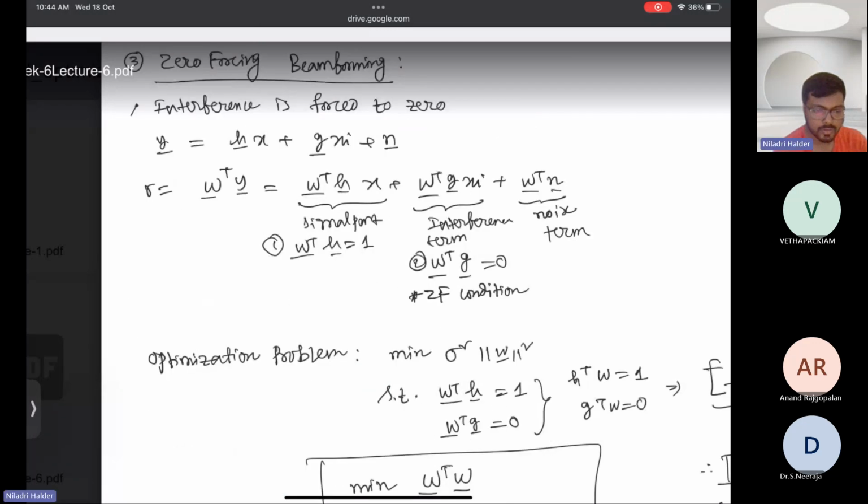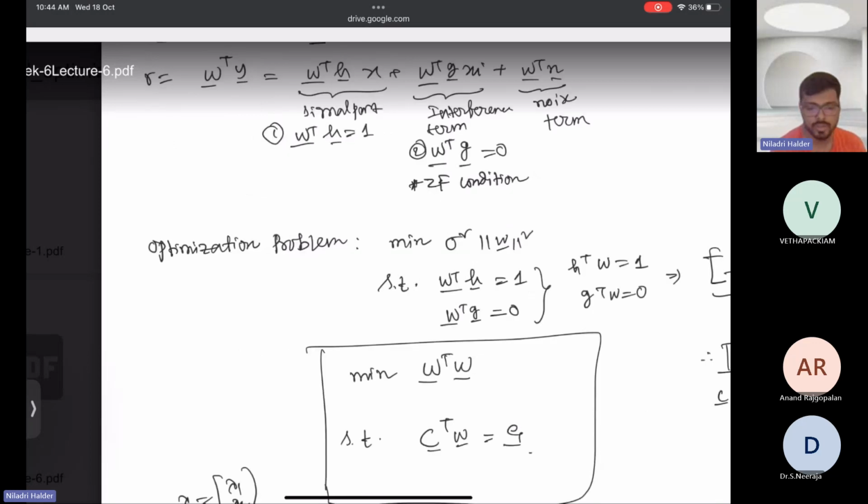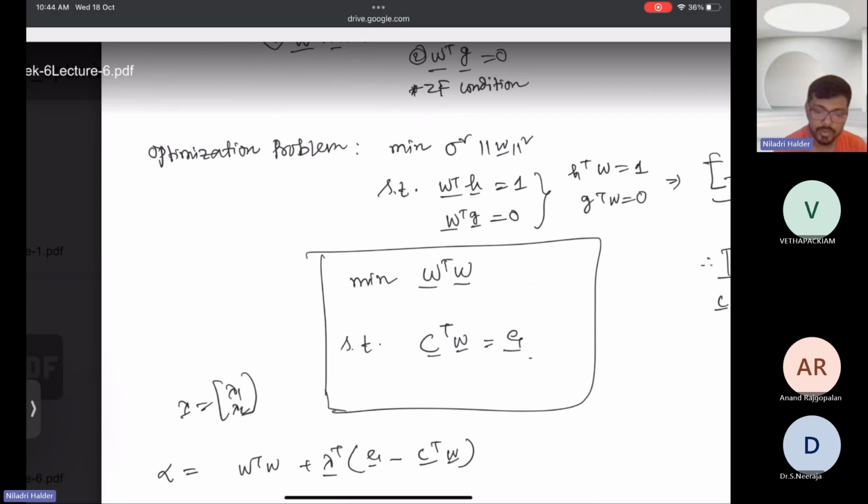Here we don't need to change the objective function itself. For the interference case, we will just make another constraint in the constraint set, so that the interference term is zero. So the objective function is the same as minimizing the noise power only. There is no interference in the objective function, but in the constraint set there is one more constraint, W transpose g is equal to zero, which will take care that interference is zero. So that is done here.